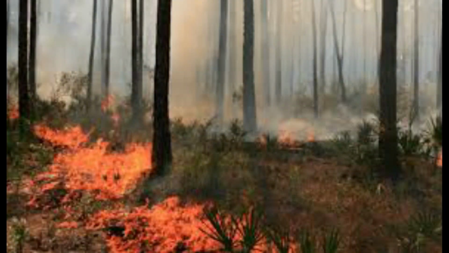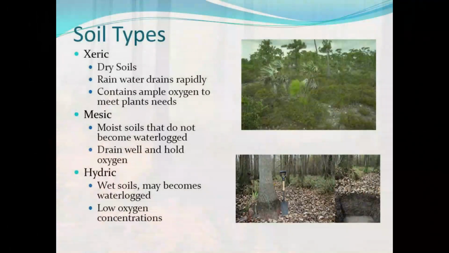Flatwoods evolved with frequent fires at a rate of every 1 to 5 years. Seasonal flooding and drought may constitute its hydrology. Flatwoods with a hydro period of 3 to 6 months are known as hydric, 1 to 3 months as mesic, and those with little flooding are called xeric.